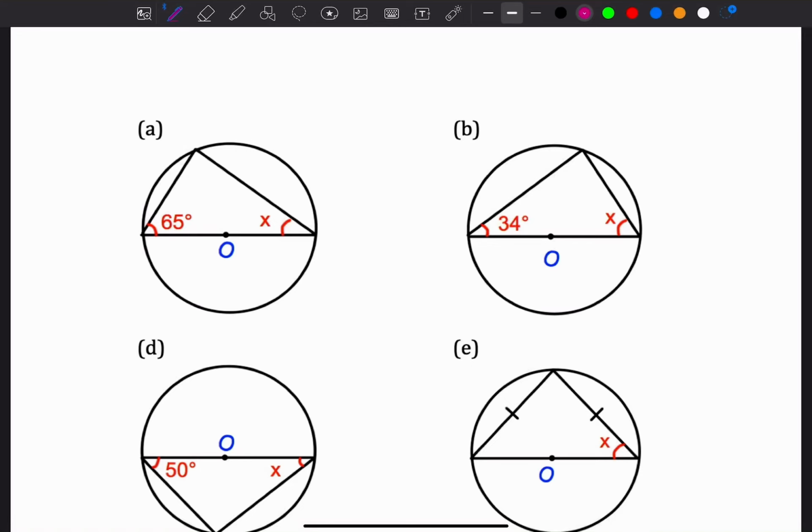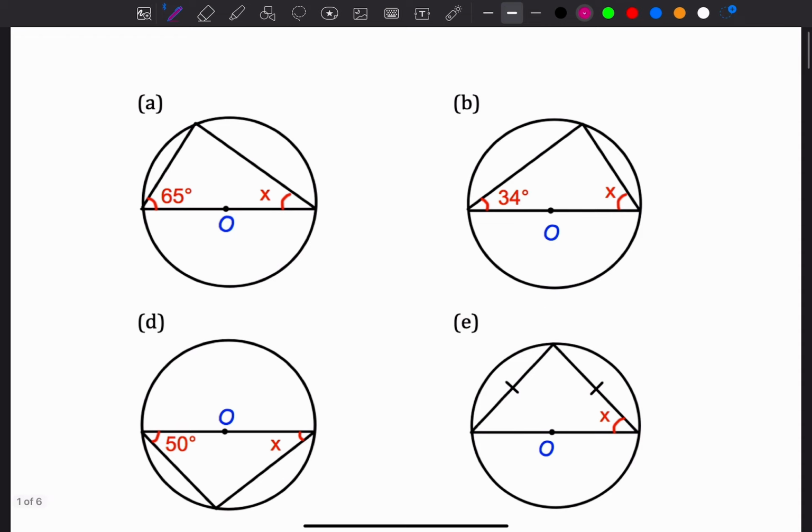Okay, circle theorems. This is going to be the first worksheet, which is the basic one. Just learn all of the theorems. So first of all, let's start with the first one, the easy one.